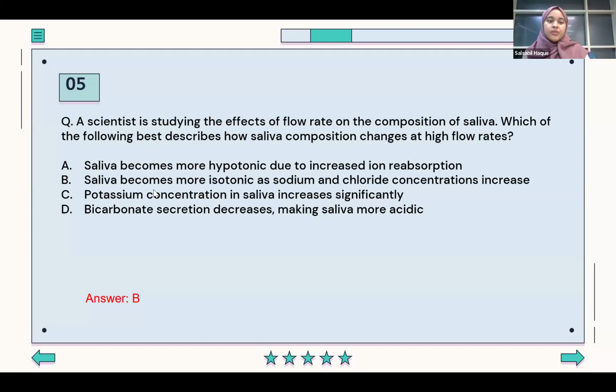So the saliva becomes more isotonic because sodium and chloride concentration does not decrease. Okay, potassium concentration increases significantly. No, there is no time for potassium secretion into the saliva. Bicarbonate concentration decreases, making the saliva more acidic. Could be, but the more correct answer will be that saliva becomes more isotonic.